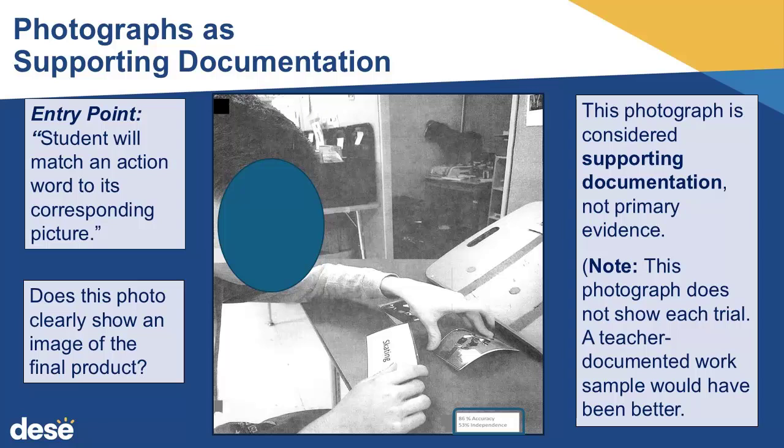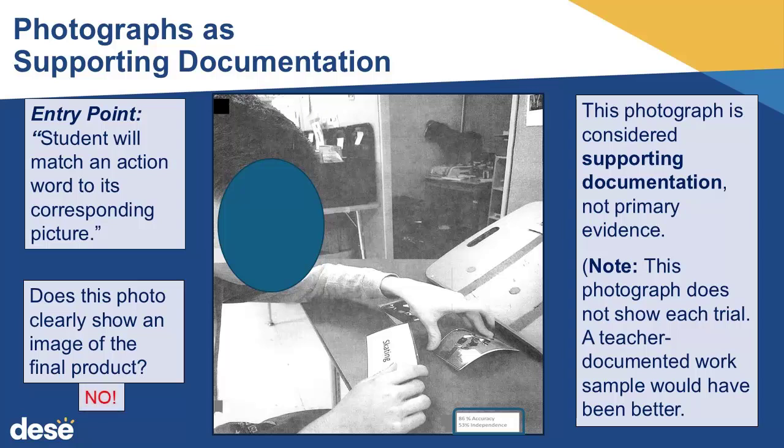Do you think this photo clearly shows an image of the final product? It's a little tricky to see. Can't see what this other photo is. And I'm not sure, I know it's very small, but in the corner at the bottom, it says that the accuracy is 86% and the independence is 53%. That's not what the photograph is showing.